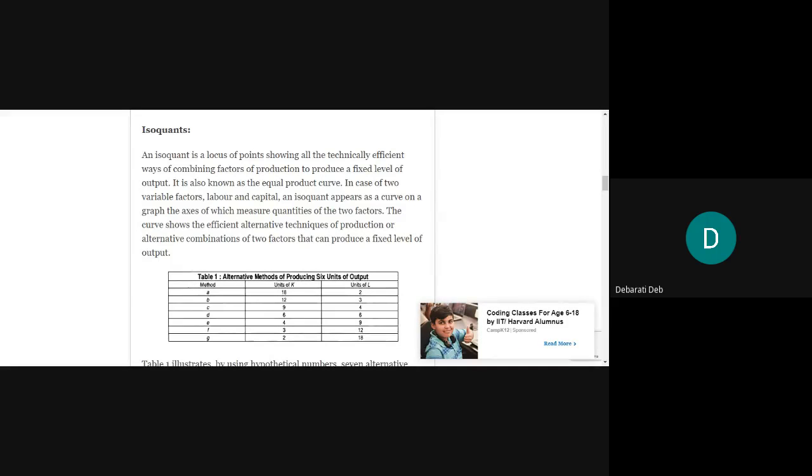So isoquant is what? It is a locus of points. That means it is an area in which several points will fall. Showing, and what does it show? It shows the different combinations. It shows the different options of the combination of the factors of production, that means the inputs which can be efficiently utilized in order to produce only a fixed level of output.